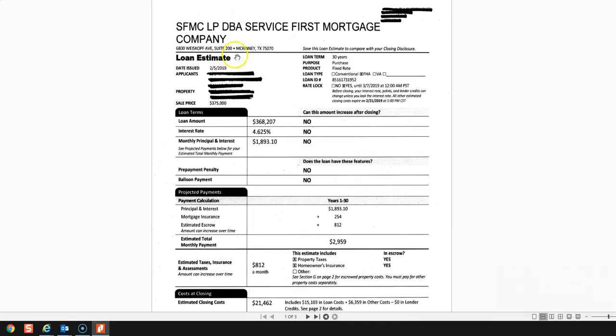So first off, you can see where it says loan estimate. You can see the sales price of $375,000. You can see the 30-year term. It's a purchase. It's a fixed rate. You can see the box FHA checked.